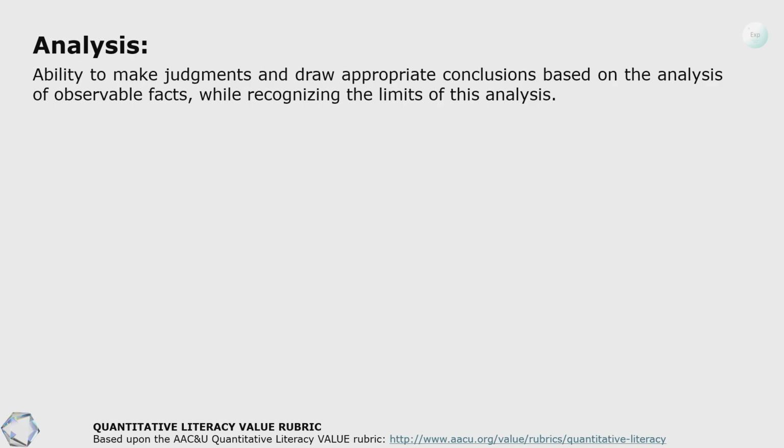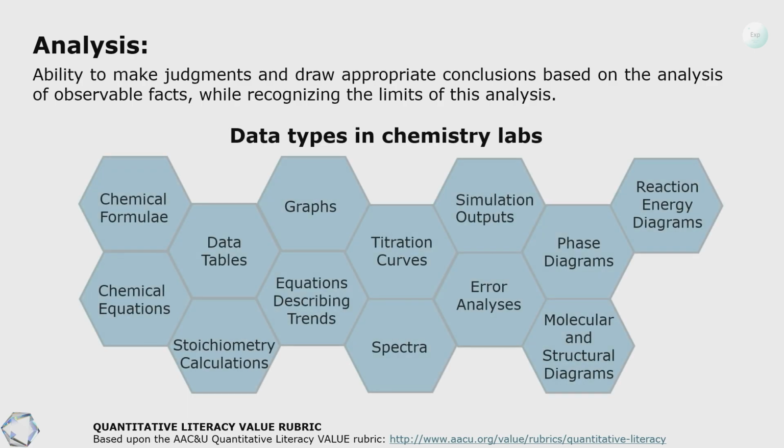Because this type of analysis is embedded in the quantitative literacy rubric, we expect the questions in this category to have some numerical element. The data types in the chemistry lab are the following. It goes from simple chemical formulae and data tables all the way to complex titration curves, spectra, graphs, reaction energy diagrams, and more. You can download a copy of this rubric from the AAC&U webpage.